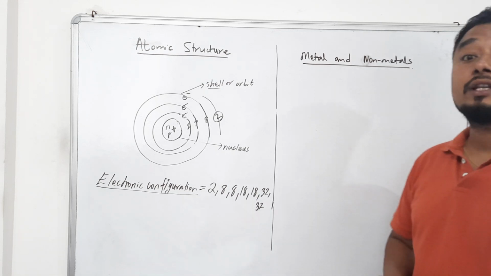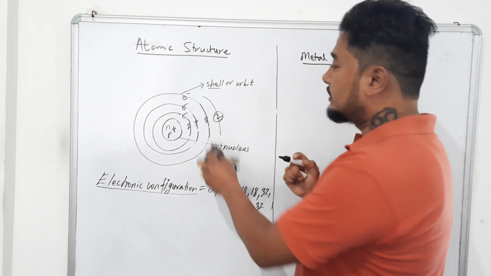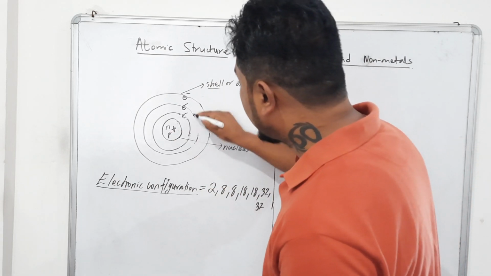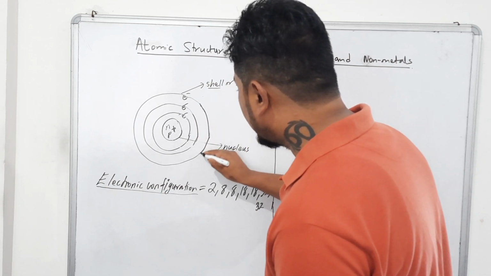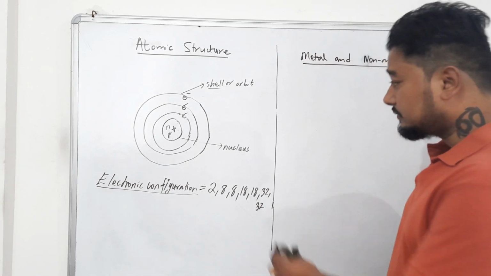So 2 in the valence shell, the outermost shell, makes the valency of that particular element as 2. It's a rough example for you all. Hope you understood a little bit about atomic structure so far. If you want, you can take a screenshot of this picture, or you have already made it in the chapter called atomic structure.